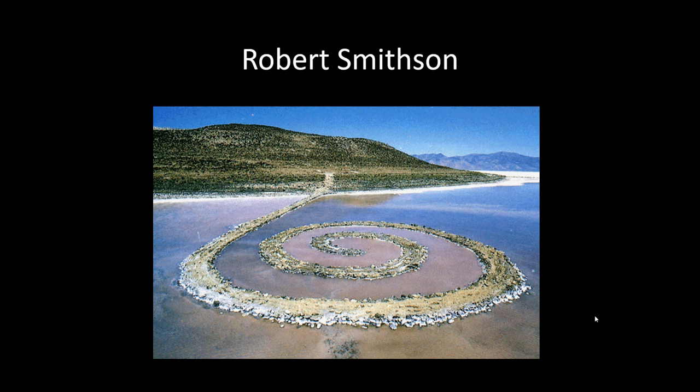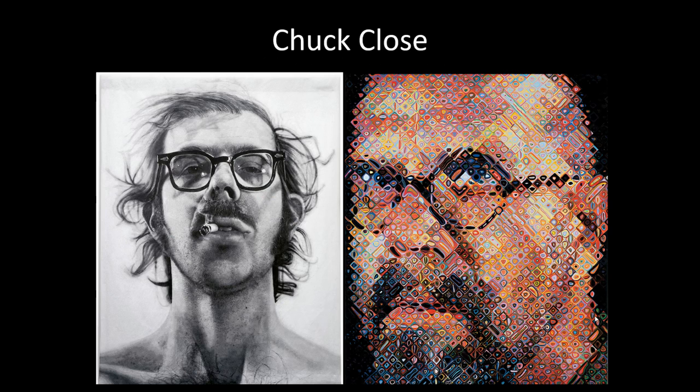Okay, and then that moves to Robert Smithson. This is called the Spiral Jetty. He made this out of all these different rocks. And what's really funny is that depending on the time of the year, people will travel here to look at this, and the water will be so high they can't find it.